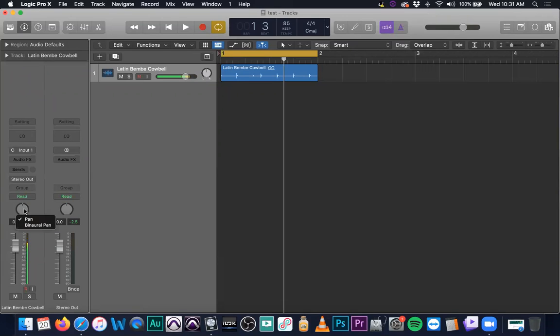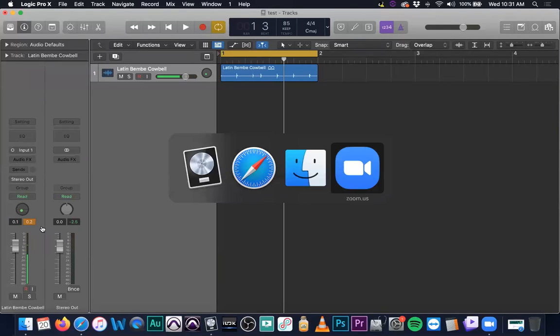Logic has a nice integrated binaural panner. So binaural, again, is using that dummy head, if you recall.